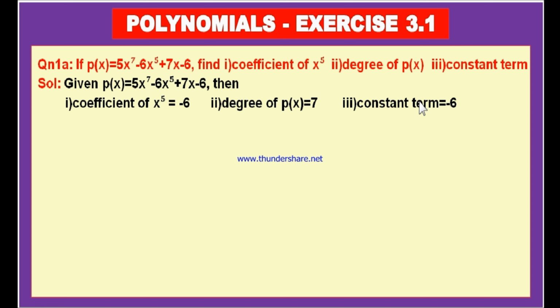And next, the constant term. What is the constant term in the given polynomial? Constant term means a term without a variable. Here you can find a variable, here also a variable, here also a variable. But in minus 6, there is no variable. Minus 6 is called the constant term of the polynomial.